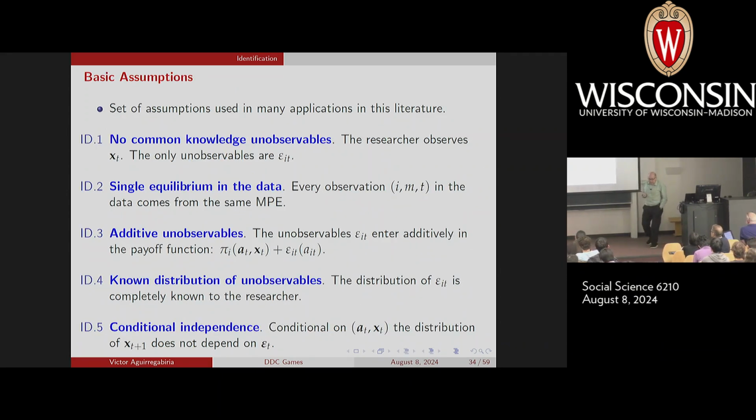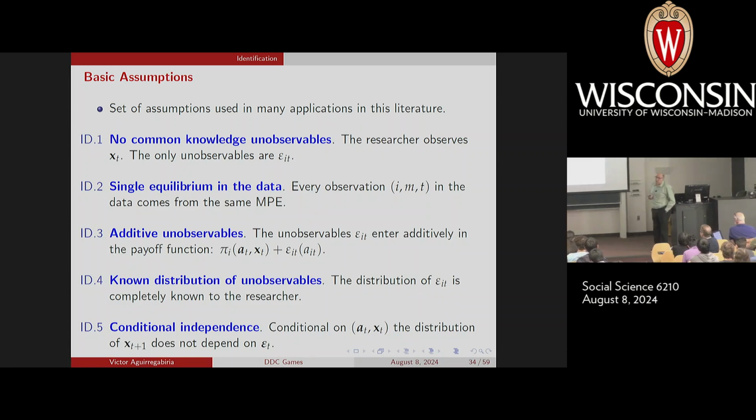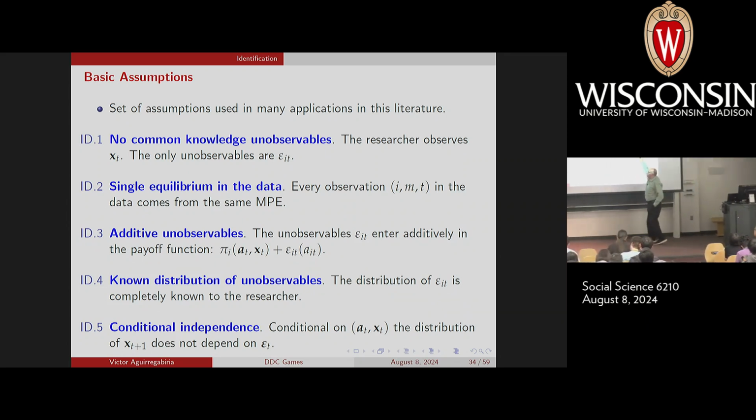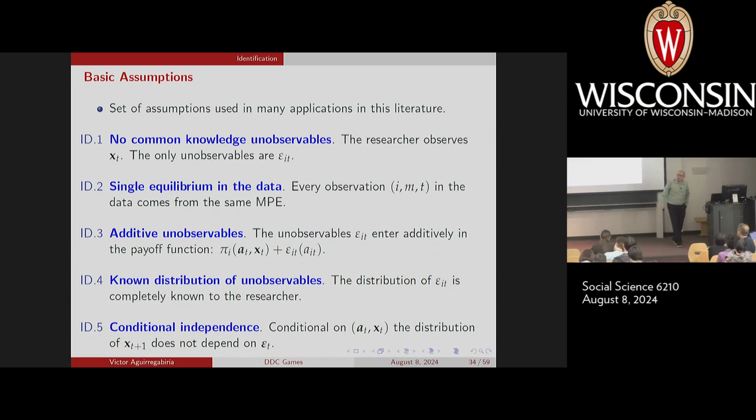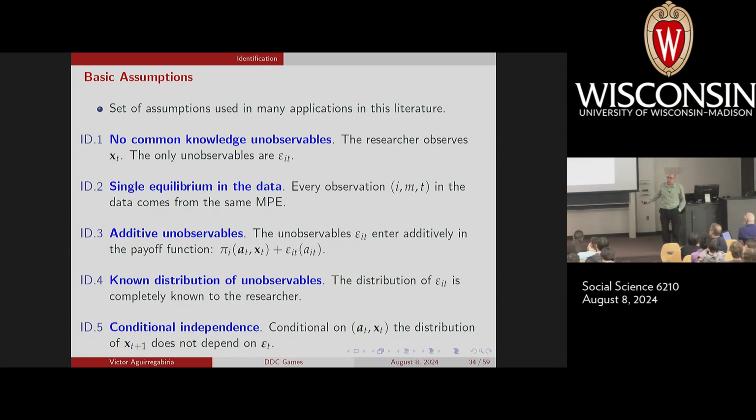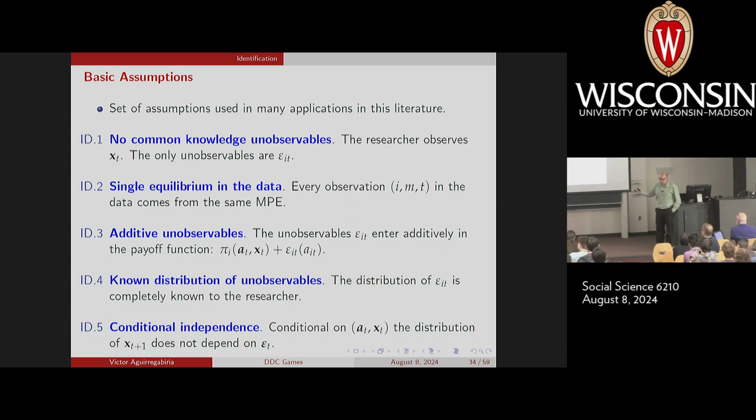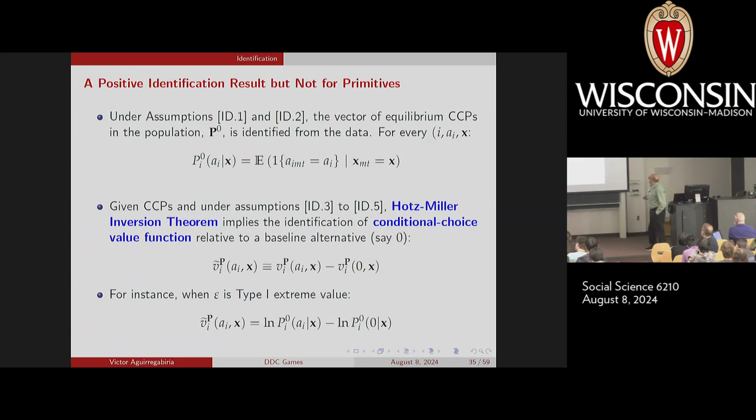Okay, then a set of assumptions that are very common and that help us to get equilibrium uniqueness: no common knowledge state variables, no unobserved heterogeneity, a single equilibrium in the data, additive unobservables, known distribution of the unobservables, and the conditional independence assumption. These are very common assumptions. They are convenient for computation, but they are identifying assumptions. They play a role in the identification of this model, okay?